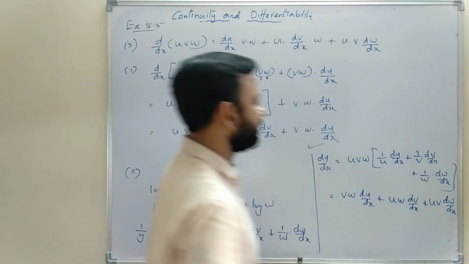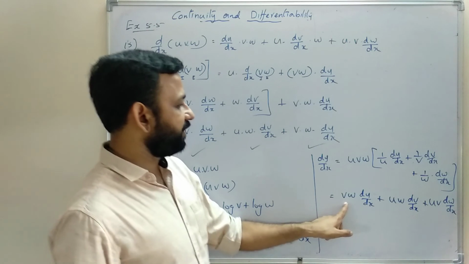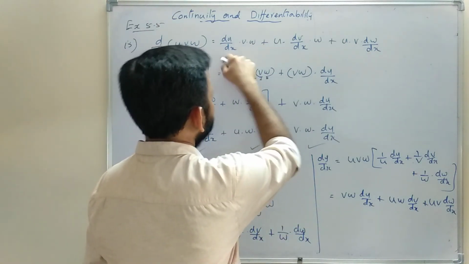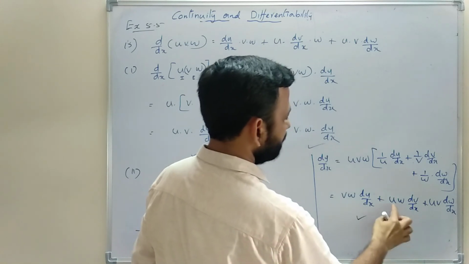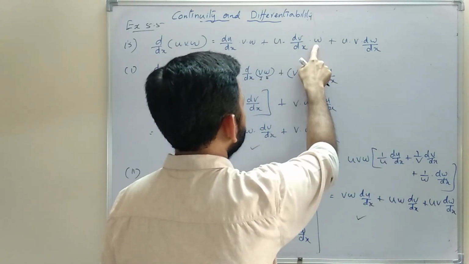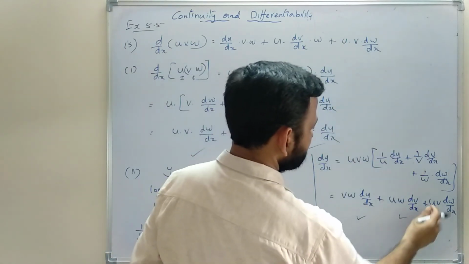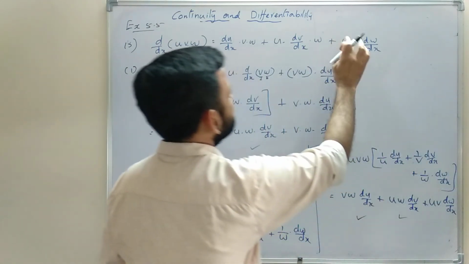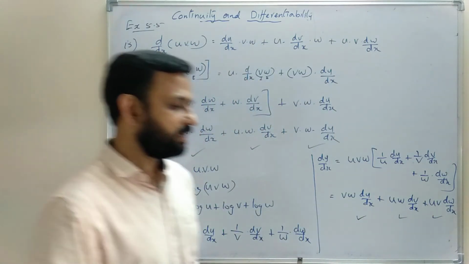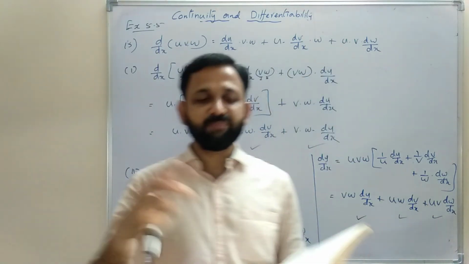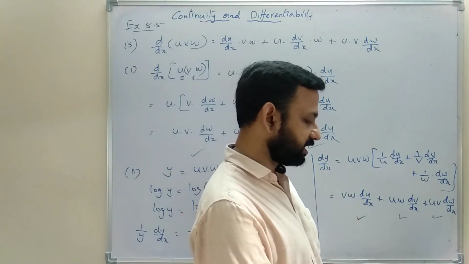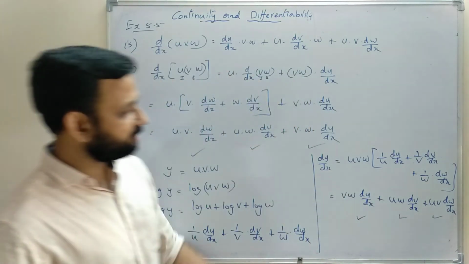Now we can compare: vw du by dx, vw du by dx. We got the term uw dv by dx, uw dv by dx, then uv dw by dx, uv dw by dx. So we got the derivative of that expression in two different methods. First one is repeated application of product rule and the second one is logarithmic differentiation.